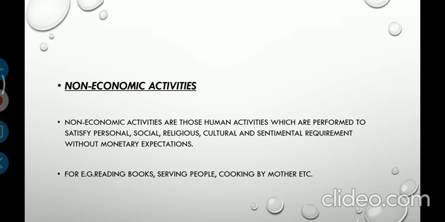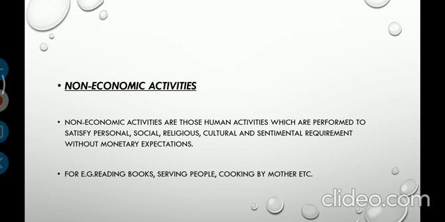If I am producing something for my family, it is non-economic activity. If I am making food and distributing it to poor people, that is non-economic activity. So all those things which involve social, religious, or cultural requirements, but without expectations of money, are called non-economic activity. Examples given in your book are reading books, serving people, cooking by mother, etc.